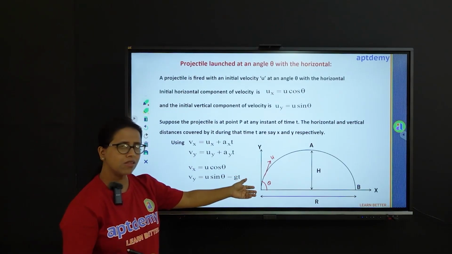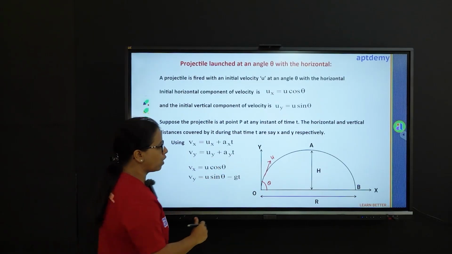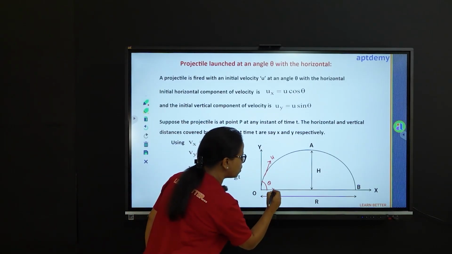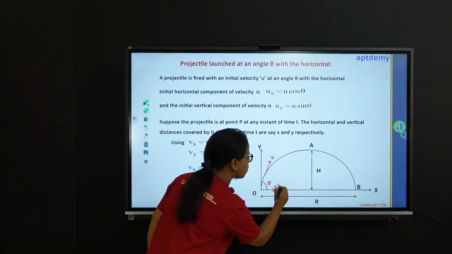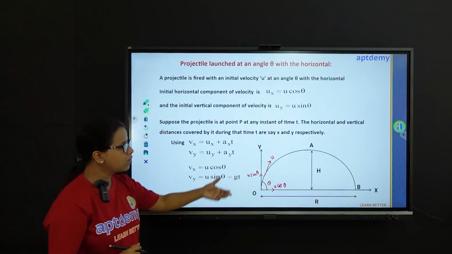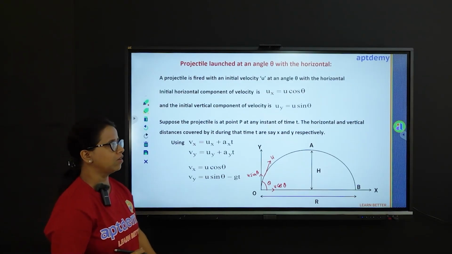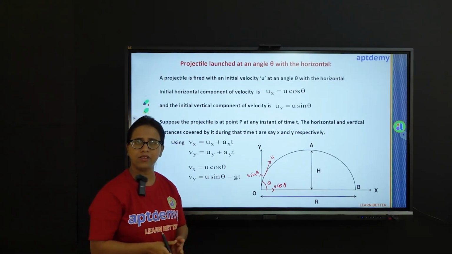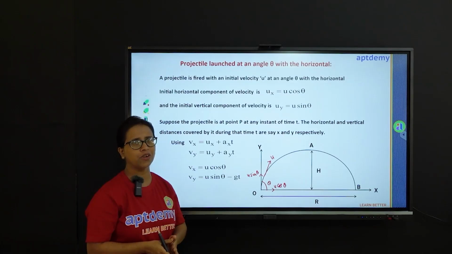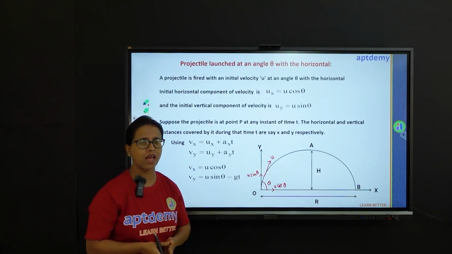Now we can break up this initial velocity into two rectangular components, u cos theta along the x direction and u sin theta along the y direction. So in this particular direction the component of the initial velocity is u cos theta, and in the vertical direction the component is u sin theta. Under the effect of these two components, the particle will cover a certain horizontal distance as well as a certain vertical distance. Suppose these distances are given as x and y.